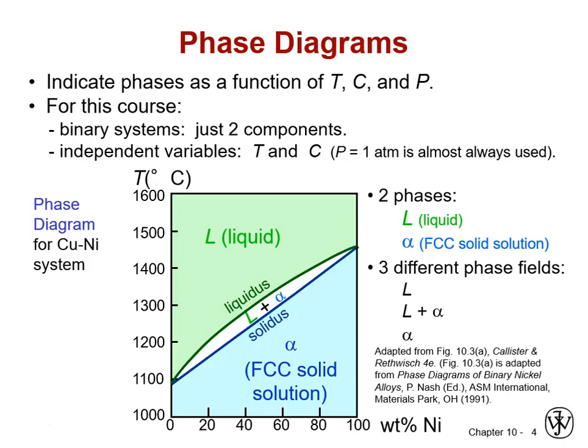Those are much more complicated diagrams that slice usually at single temperatures and use a triangle or more complex arrangement to show phases. We will only be working with binary systems in this case. And as we mentioned before, we have two independent variables, temperature and composition. We're assuming pressure is 1 atmosphere.